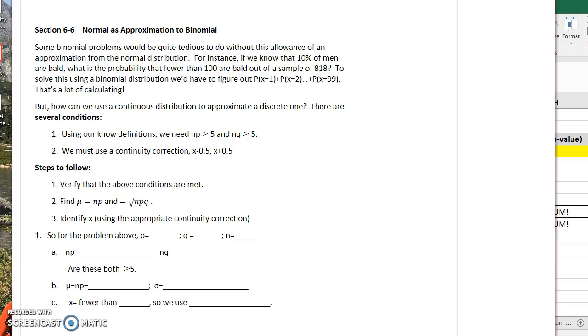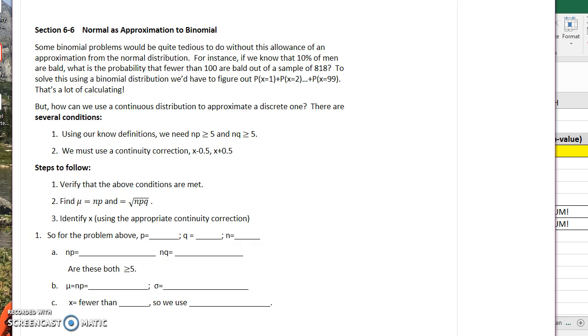The last thing we're going to take a look at in Chapter 6 is using the normal distribution to approximate a binomial situation. Sometimes it would be really hard to solve a binomial problem without this help, so we're going to look at an example. For instance, if we know that 10% of men are bald, what is the probability that fewer than 100 out of a sample of 818 men are bald?